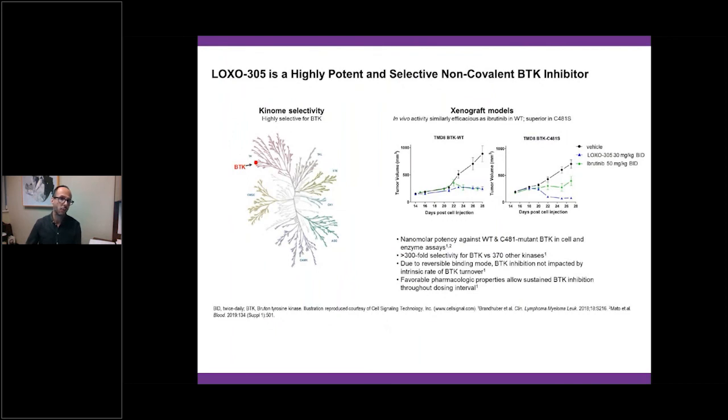Just a short word on Luxo 305. So Luxo 305 is what we call a next generation BTK inhibitor. This is still a BTK inhibitor, but it works in a different way than ibrutinib, acalabrutinib, or zanubrutinib. And it's a drug to keep an eye on, because even though it's the same mechanism of action, because it is selective and it binds in a different way, I think there might be a benefit.